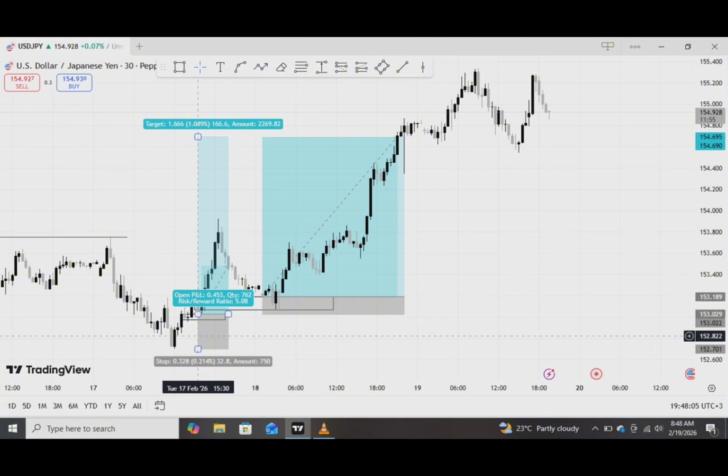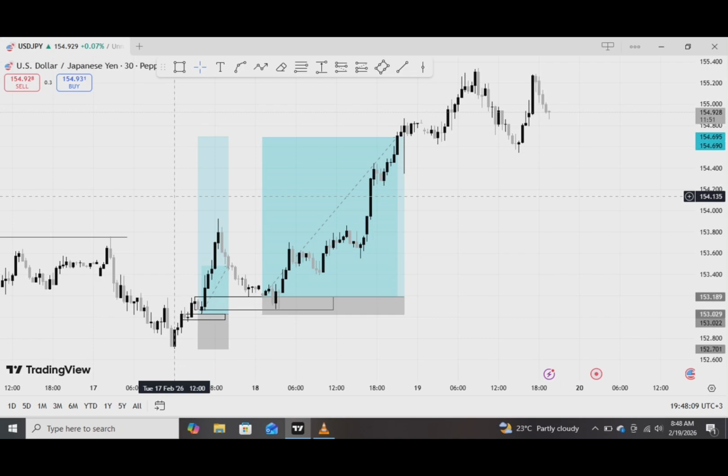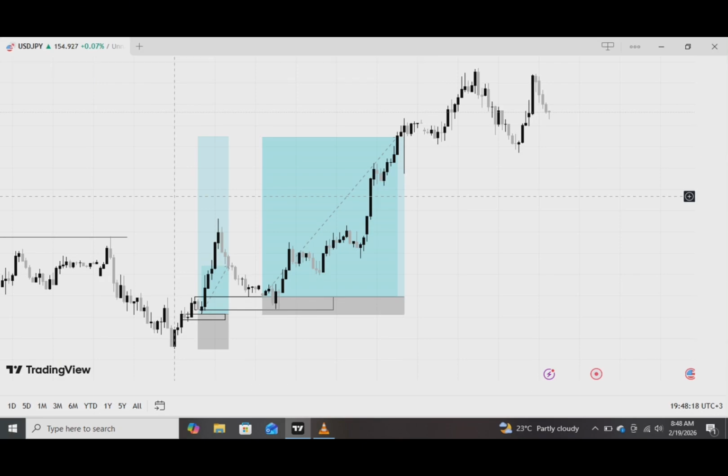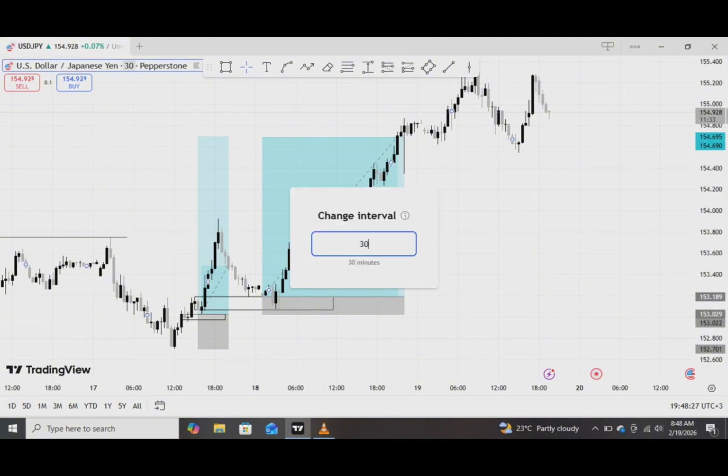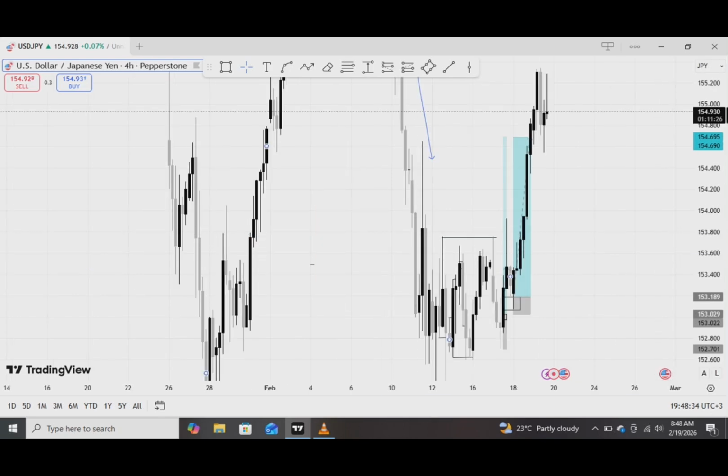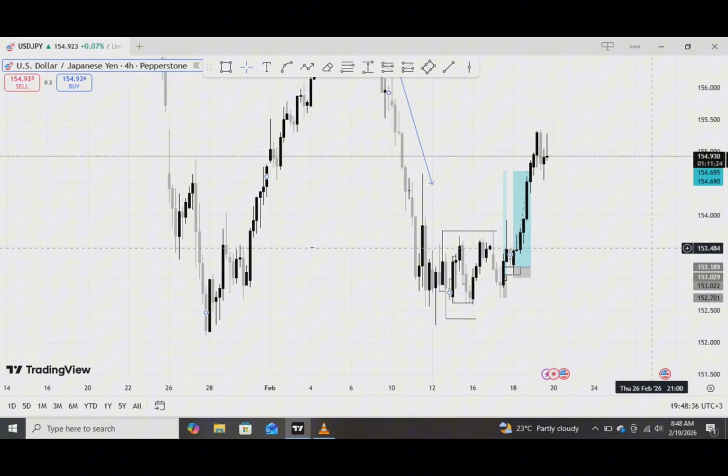So today I entered on the 30-minute time frame, and I will show you why and how I took this trade on the 30 minutes after knowing my bias in the higher time frames. So let's go to the video. Firstly, let's go to the 4-hour chart, and let me show you the details that I see before I entered this trade.